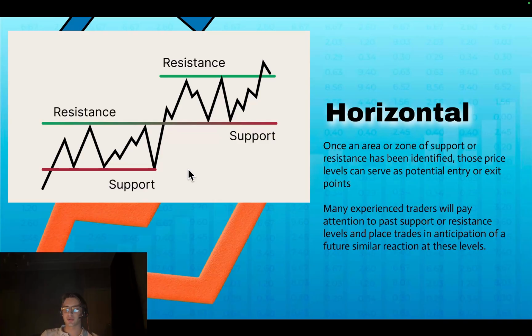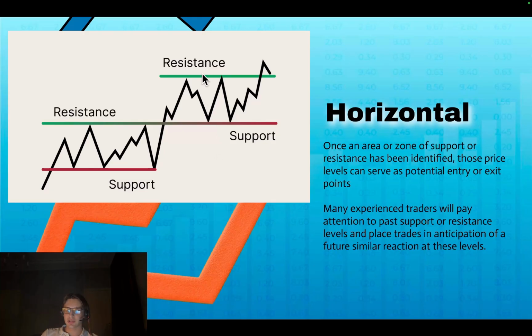And once an area or zone of support or resistance has been identified, those price levels can serve as potential entry or exit points. How? So here, for example, you see that price reached a new resistance level, and there are two situations that might happen. It might go lower and back probably closer to a support level, or it can break through this resistance level and it has to find a new resistance level somewhere higher here.